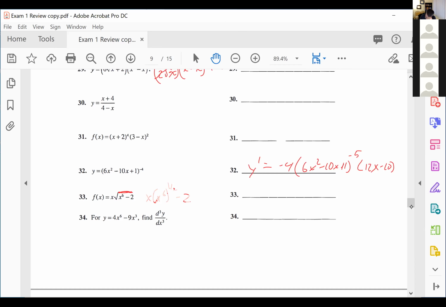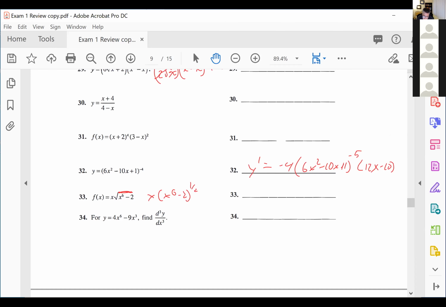I'll make a note to myself to change that so it doesn't happen again. So 33, it should be extended. Okay, so this becomes, you probably did the problem, but it didn't match up with the solution. So this is going to be x times (x^6 - 2)^(1/2).